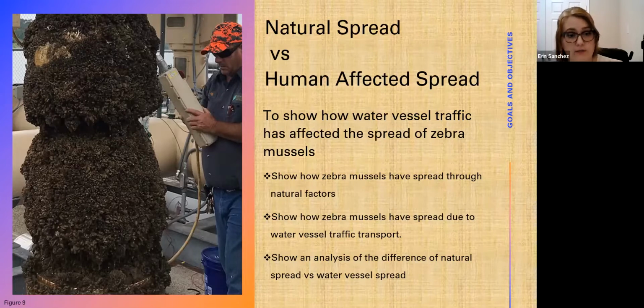For this project, my goals are to create a baseline map by showing how zebra mussels have spread through natural factors, like water flow direction, surface geology, and temperature constraints. I will then show how zebra mussels have spread due to human influence by using water vessel traffic information. I will then analyze the difference between these two spread patterns.